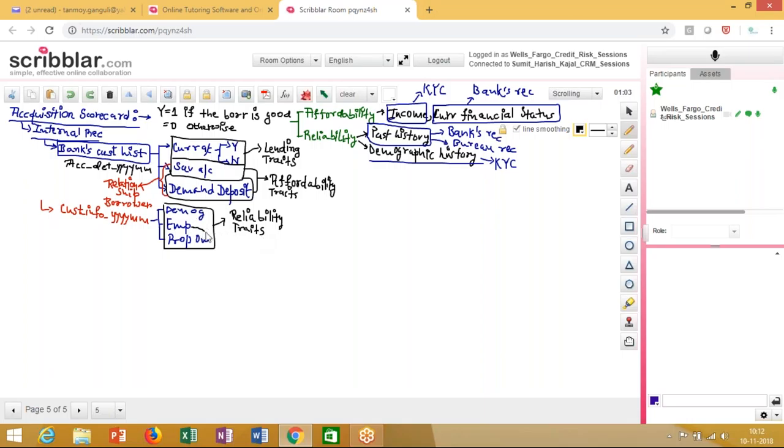Now, let's say, for example, if I talk about employment. There are multiple types of employment variables which come into play. One is the employment type, the type of employment that the borrower is in. So is he a permanent employee, is he a consultant, is he an unskilled laborer, a skilled laborer? So what is the type of his employment?